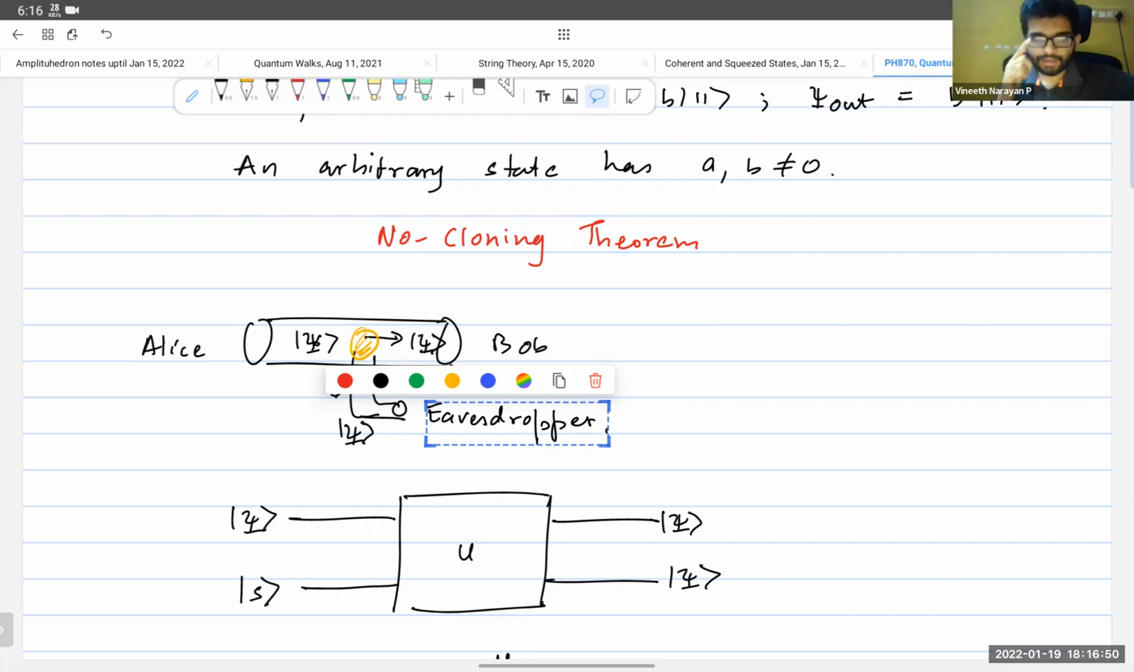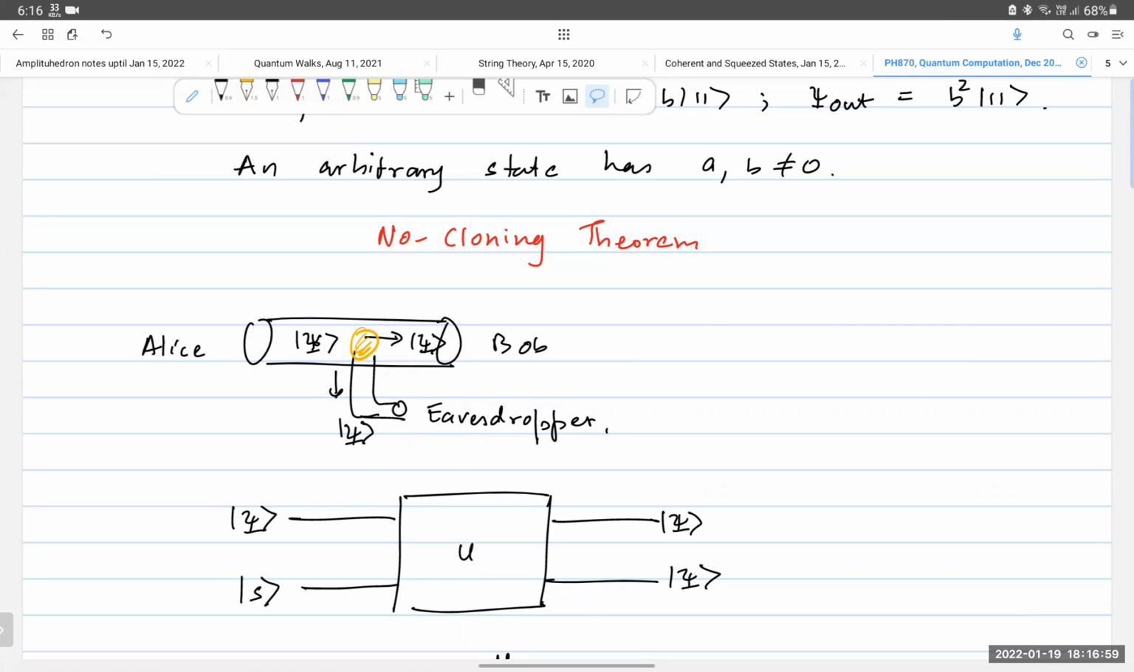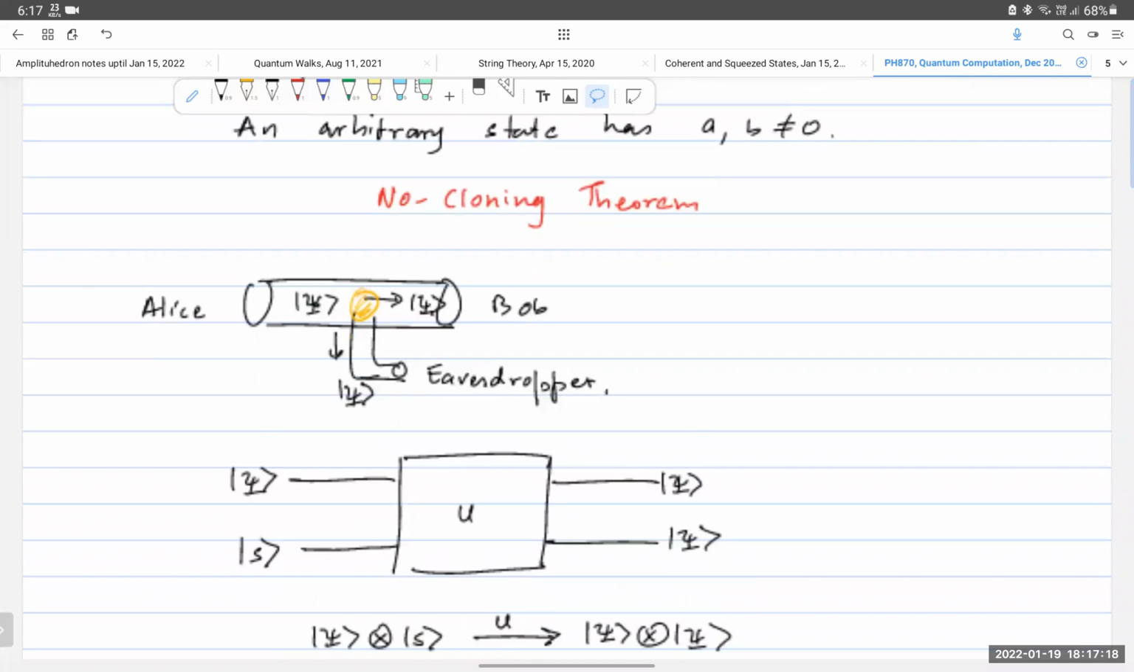But if instead of the eavesdropper, Alice herself wants to make a copy of the thing she's sending to Bob, she might probably be able to. If you have a known quantum state, then you can always make copies of it. Why? Because you know what that state is, and you have some way to prepare that state.